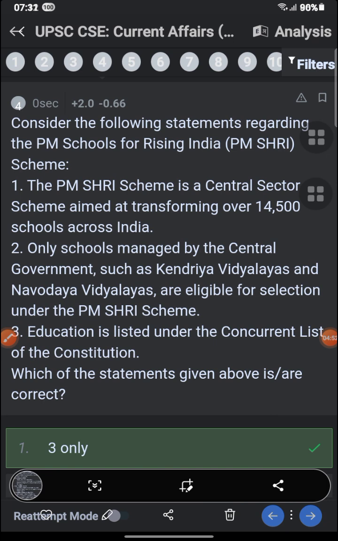Next, consider the following regarding the PM Schools for Rising India. PM SHRI. What is PM SHRI? The PM SHRI scheme was a central sector scheme aiming at 14,500 schools across India.